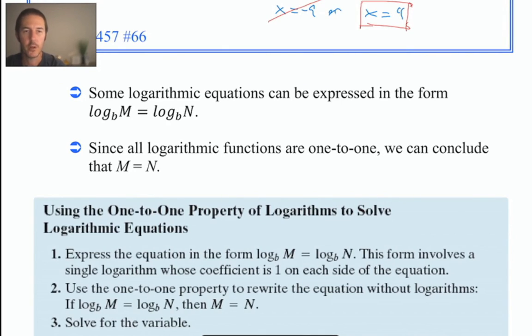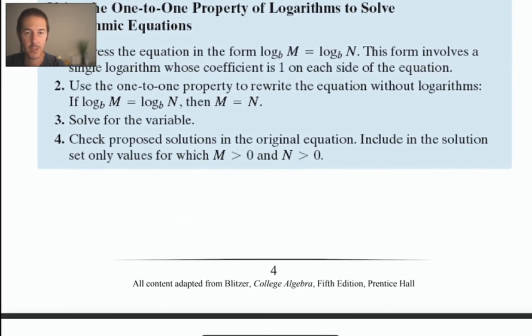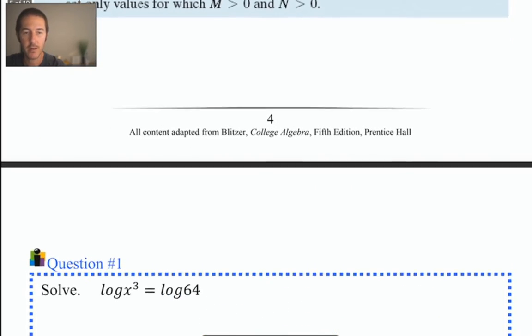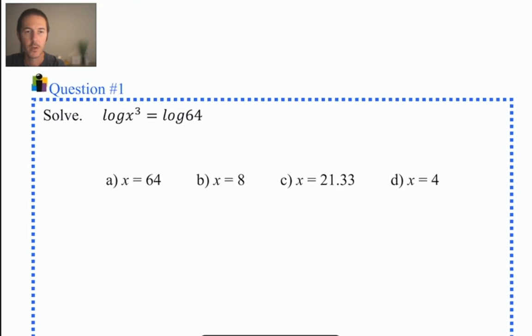If you run into a scenario where you have a log on the left-hand side and the right-hand side of an equation, and those two logs have the same base, as we're seeing in this equation here, you can set their arguments equal to each other. In this case, m would equal n. Of course, m and n both need to be positive values, because log equations must have positive arguments. So let's see, is that the case here?